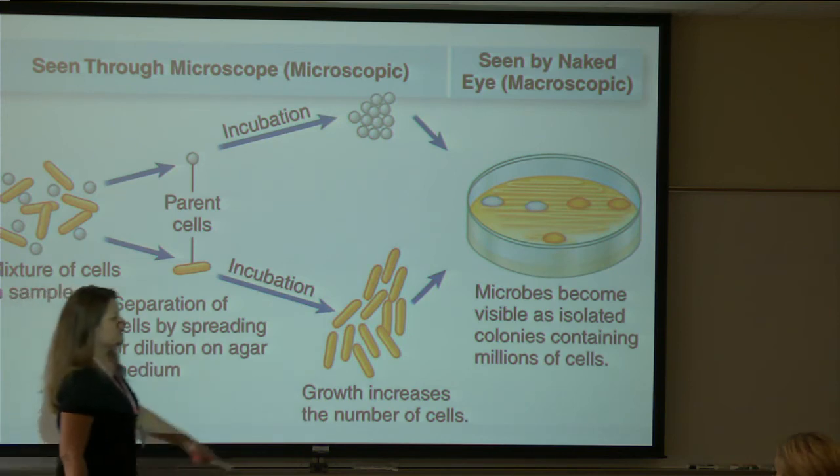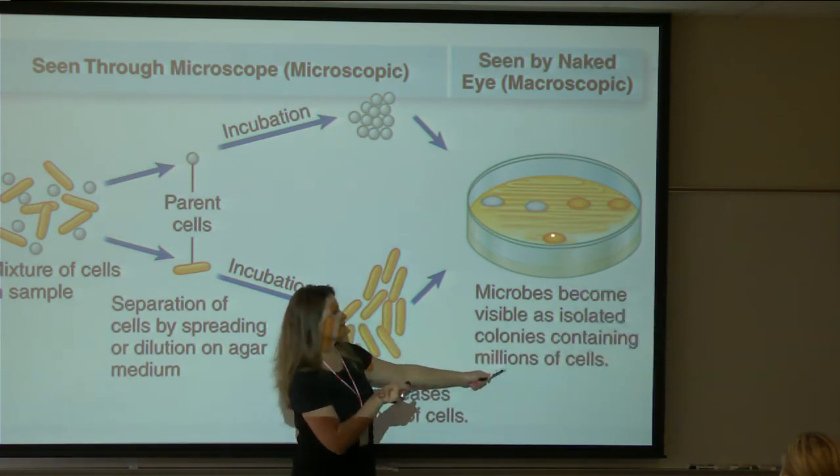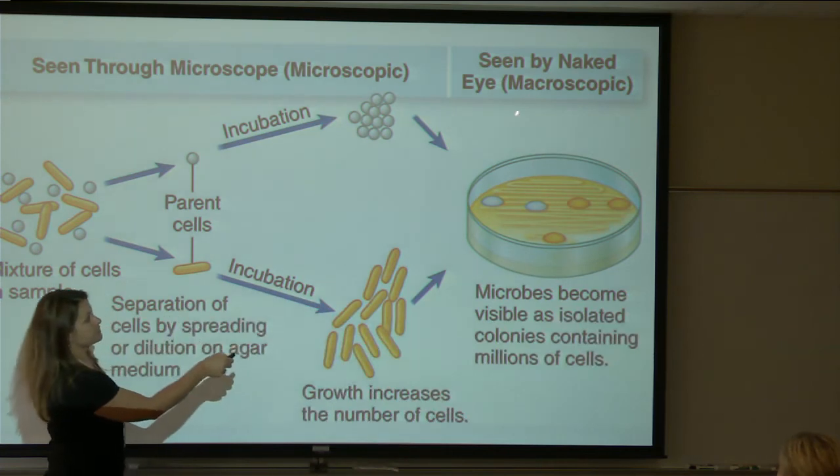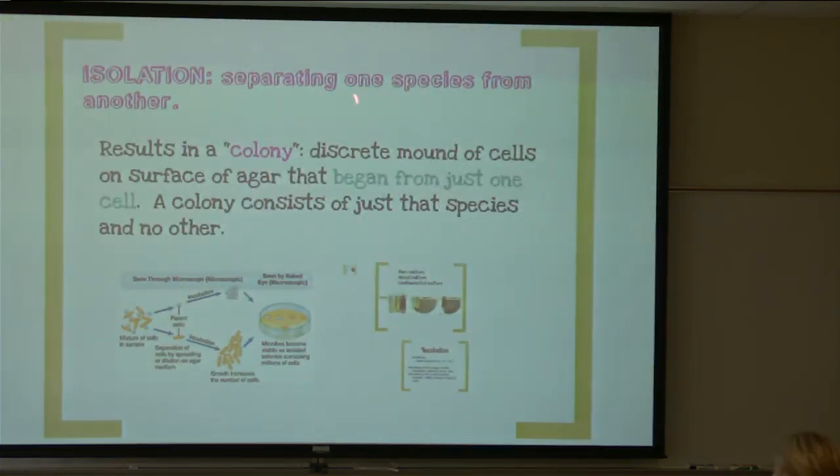So here we can see microbes become visible as isolated colonies, because they contain millions of cells stacked on top of each other. That becomes macroscopic. So the colony is macroscopic. That means you can see it with the naked eye. That is very important that you grasp that, what you can see with the naked eye, what you can't. So back here again, a colony: a discrete mound of cells on the surface of agar that began from just 1 cell. Contains that species, no other.